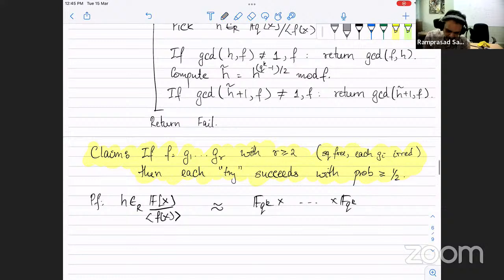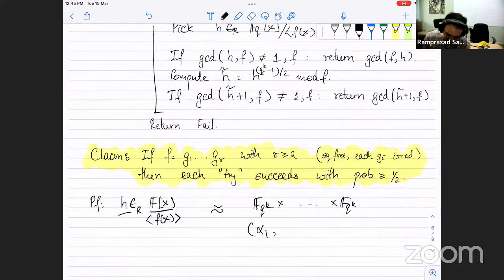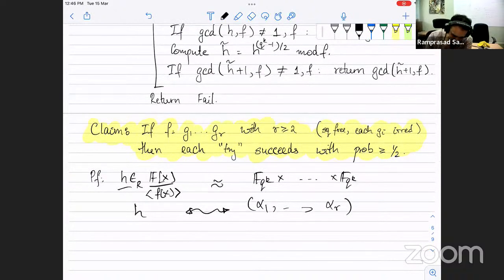But whatever this h was, it must have some representation of the form alpha 1 through alpha r. And similarly, if h was chosen at random, then it is the same as saying alpha 1 through alpha r was chosen at random, except I don't know what these alphas are. I only know what h is. So the representation of h is the same thing as alpha 1 through alpha r, but I don't know what the right answer is. Now I want to know what happens when I look at h to the power (q^k minus 1) by 2. What is its representation on the right hand side?